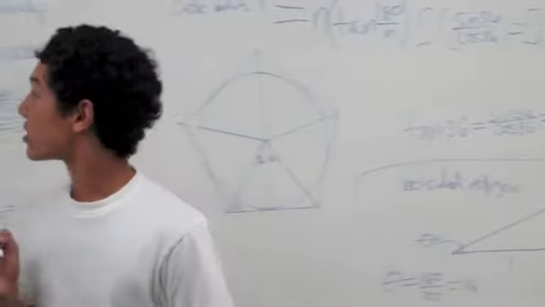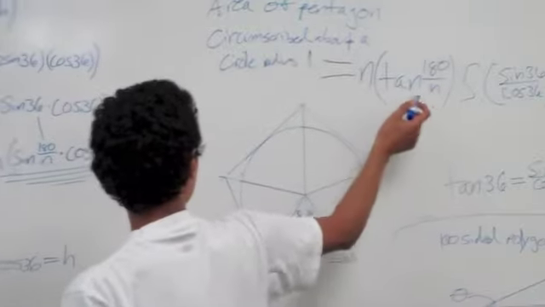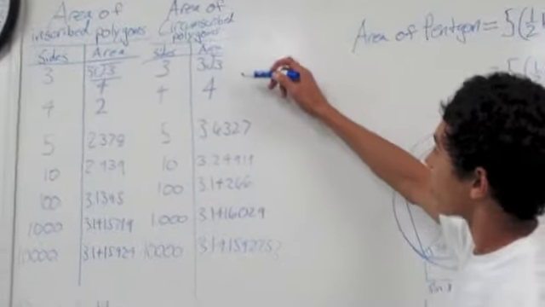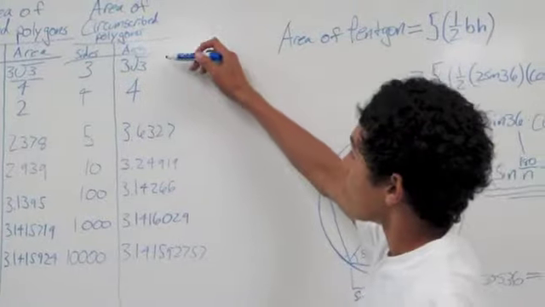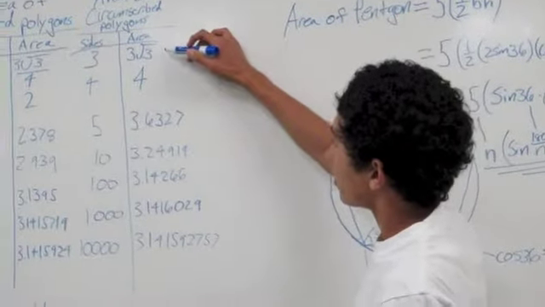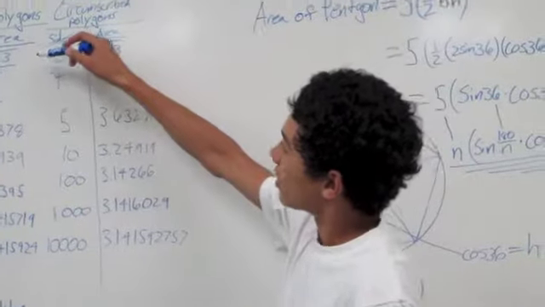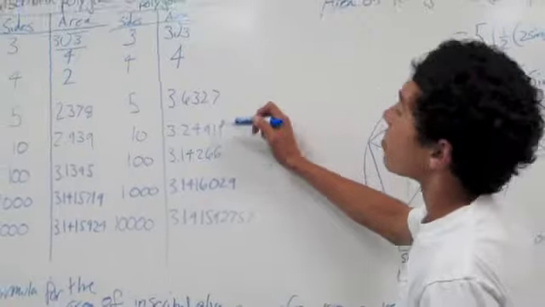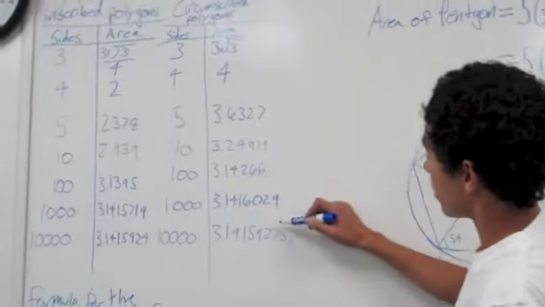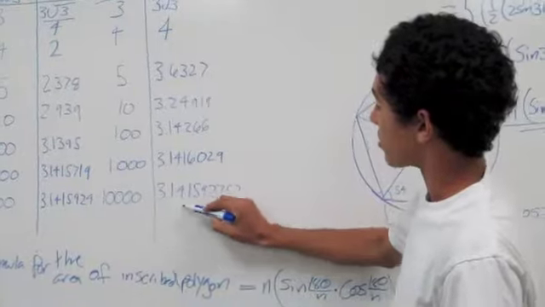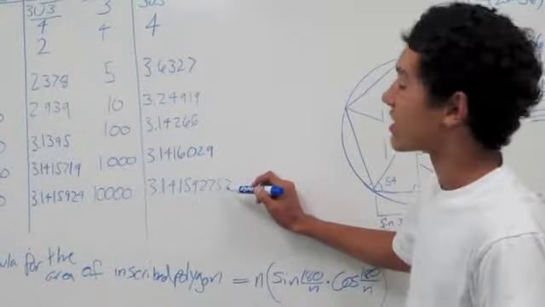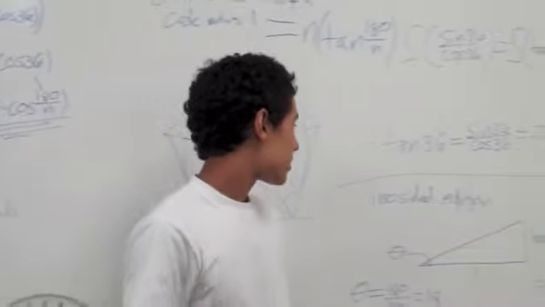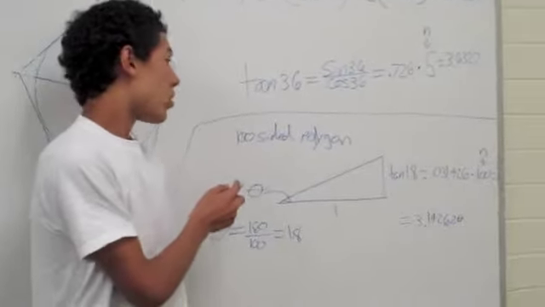And with the same formula, n tangent 180 over n, we can find the areas of all the other circumscribed polygons. And as you can see, this starts at a higher number, rather than starting at a lower number, and then slowly decreases to pi. And so at 10,000, we have almost exact, well, I mean, you can never get exactly pi, but pretty darn close. And so for example, here is a 100-sided polygon.